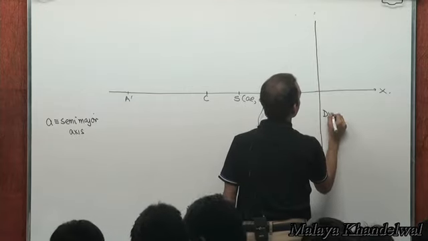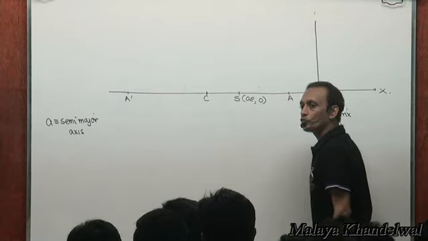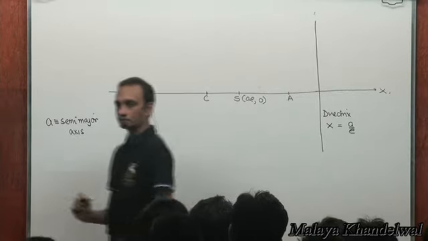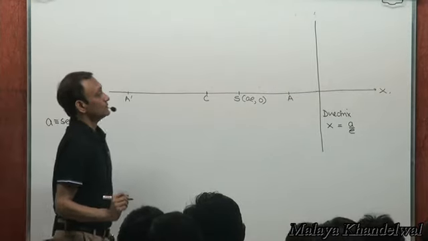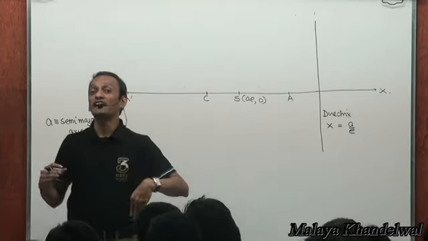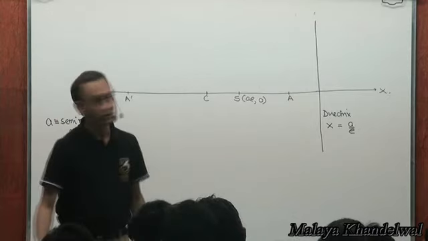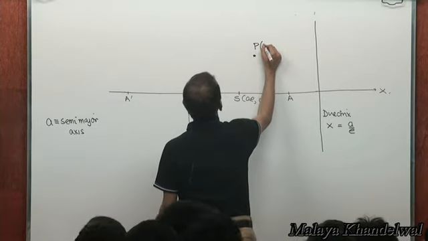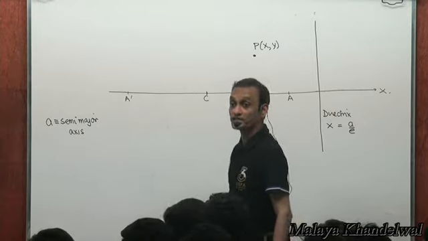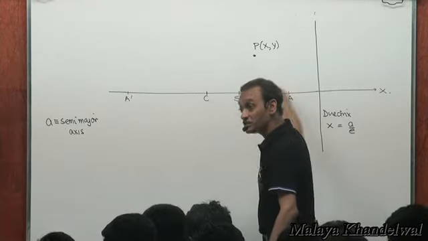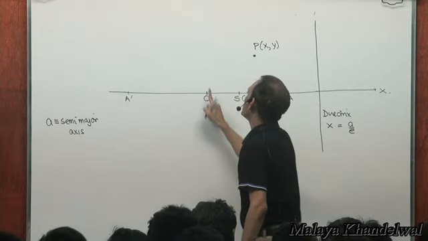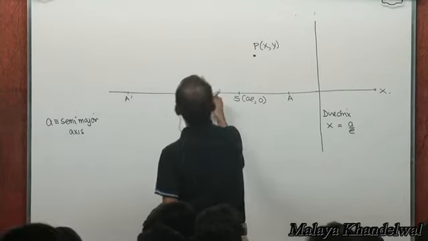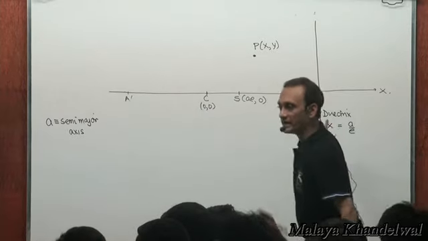This is the directrix for the choice of coordinate system. This would be x equal to a by e. Right? The fixed point and the directrix now are known in terms of the frame of reference that we have chosen. This is the moving point P, whose coordinates are x, y, where the major axis is also the x-axis. Midpoint of the line joining the two vertices is the origin, the center C, and this would be the y-axis, which is parallel to the directrix, right?